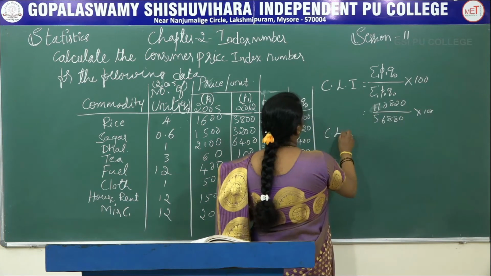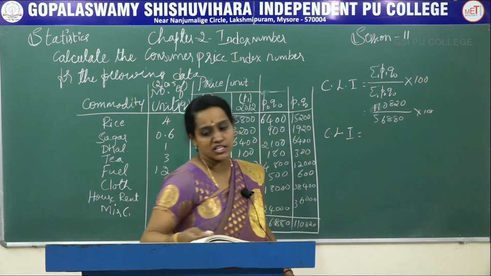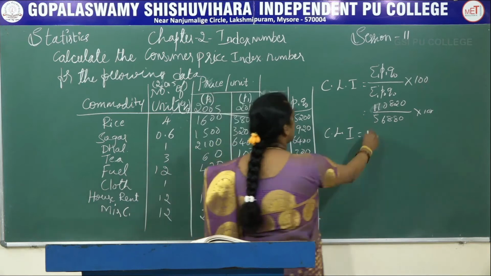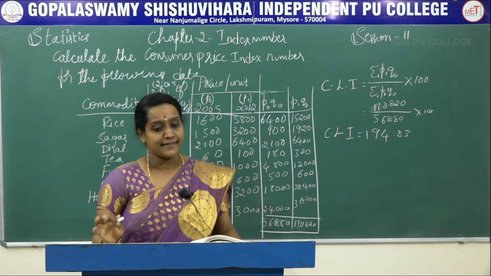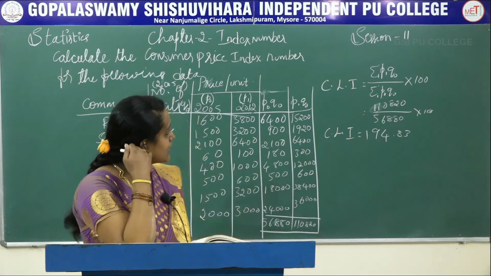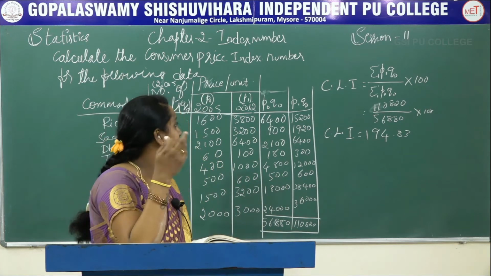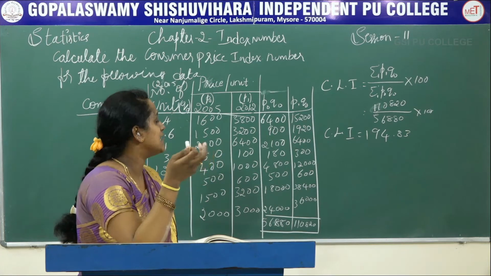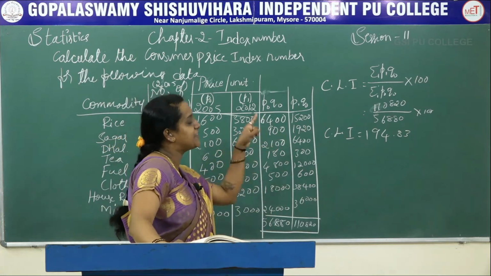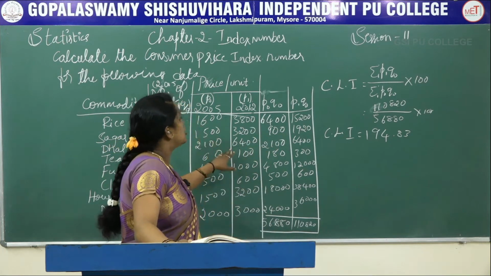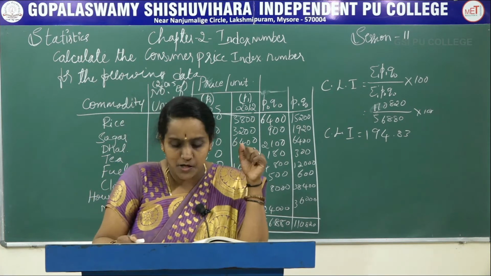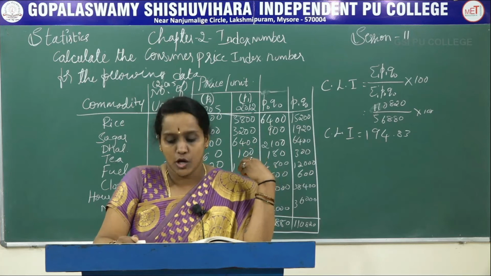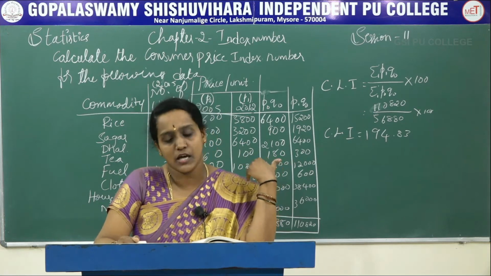So our cost of living index number or consumer price index number is 194.83. Thus the cost of living index number or consumer price index number has increased by 94.83% in 2012. That we can conclude, 94.83% as compared to 2005. It is increasing.